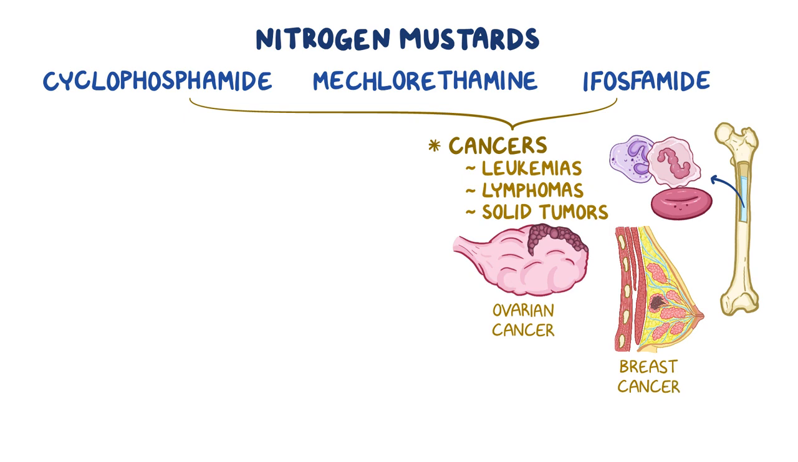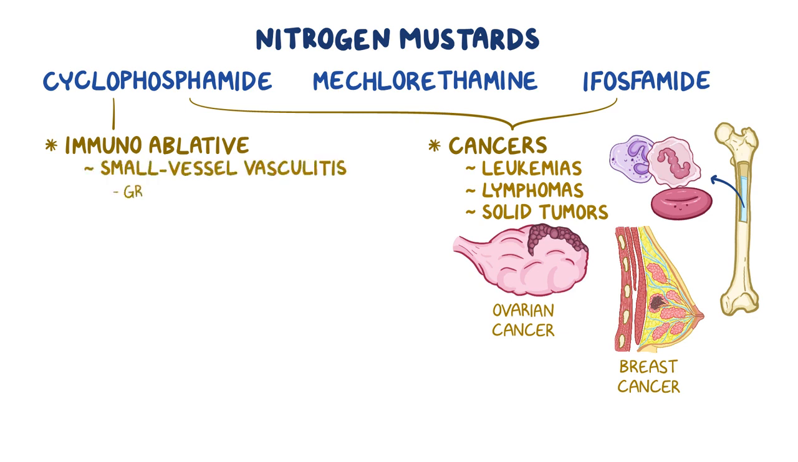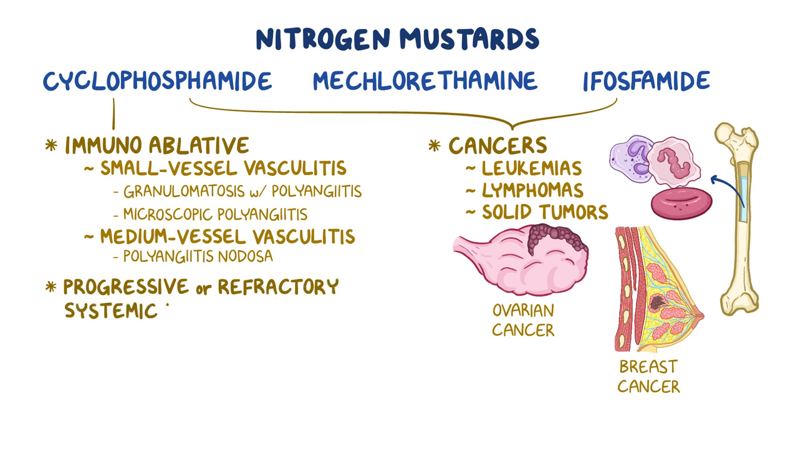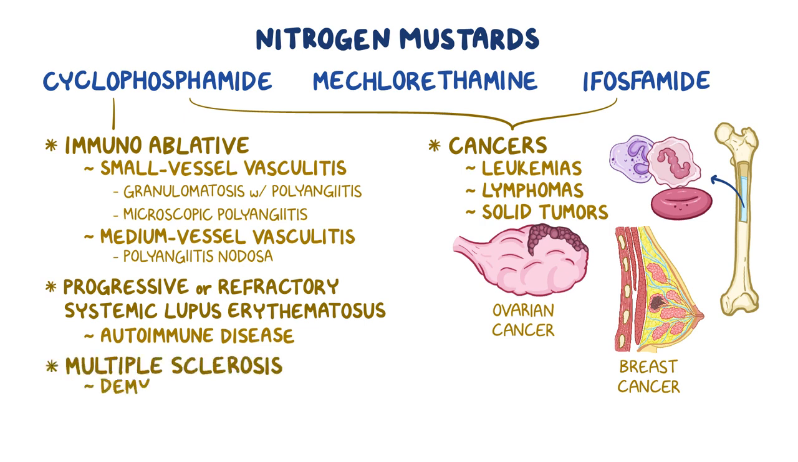Apart from the treatment of cancer, high doses of cyclophosphamide is immunoablative and can be used to treat small vessel vasculitis, like granulomatosis with polyangiitis, and microscopic polyangiitis, and also polyarteritis nodosa, which is a medium vessel vasculitis. Finally, cyclophosphamide can be used for progressive or refractory cases of systemic lupus erythematosus, an autoimmune disease affecting multiple organs, and for multiple sclerosis, a demyelinating disease of the central nervous system.